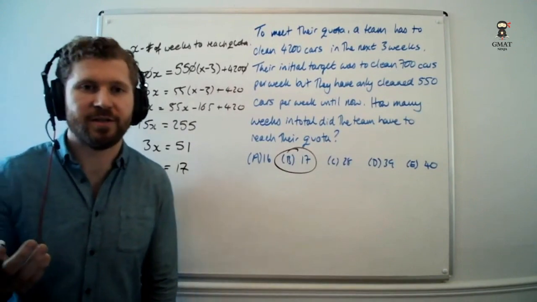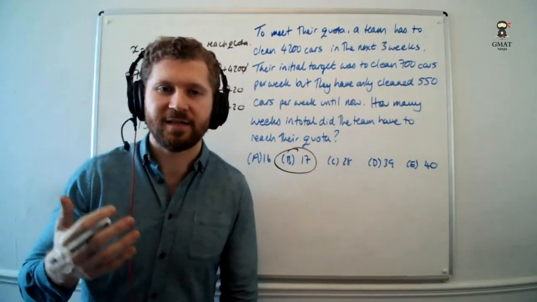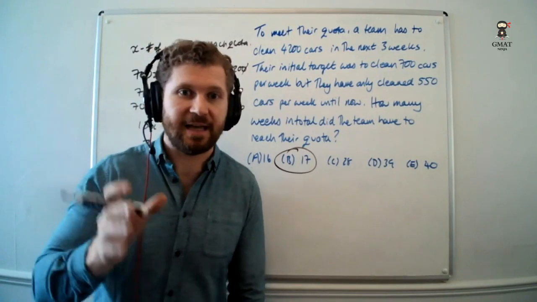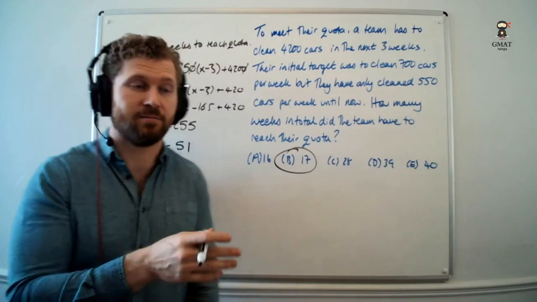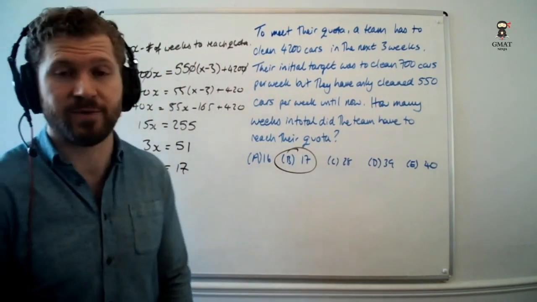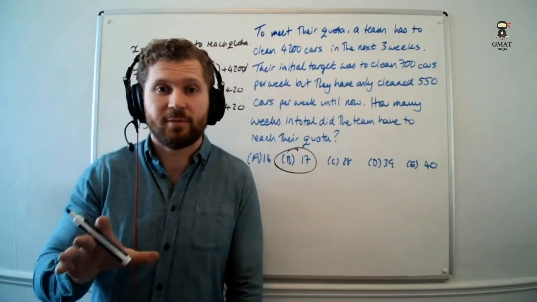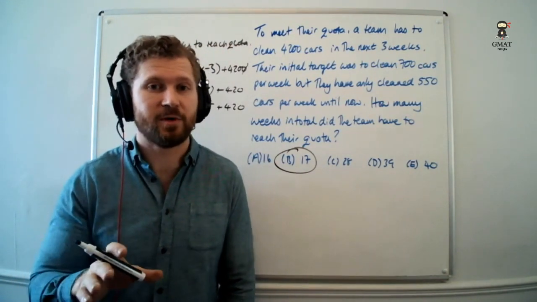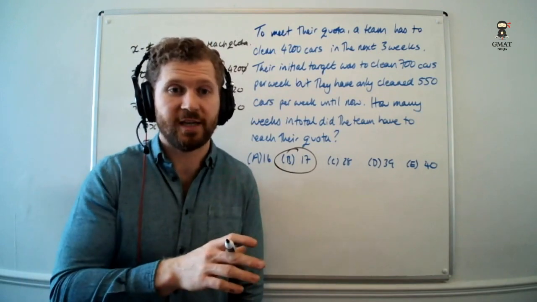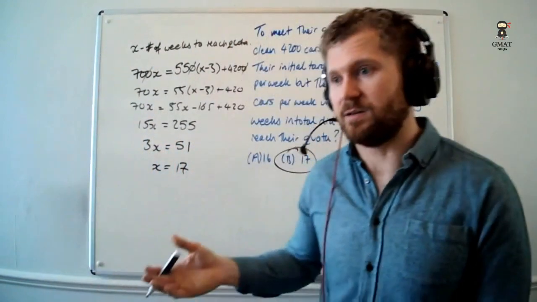But I hope there's a couple of things that we could take away from this. The first is that it might take you a bit of time to get to the equation that you're setting up. As I said here, 700x equals 550x minus 3 plus 4,200. It takes a bit of time to get there. But in these problems, that's okay. The challenge in these problems is deciphering the text and turning it into algebra. Once you get there, the algebra behind it is not that hard.